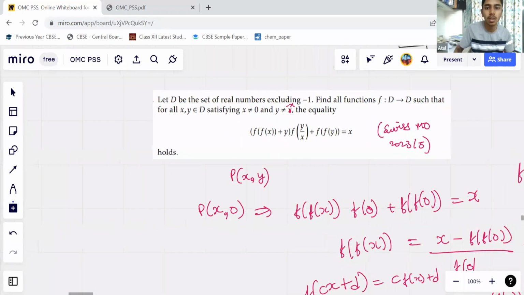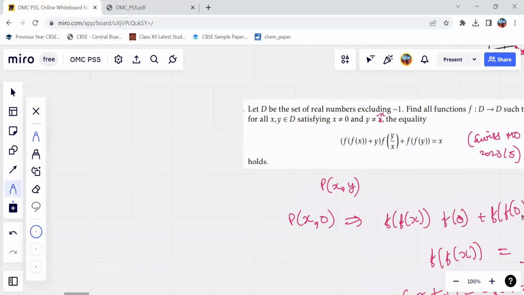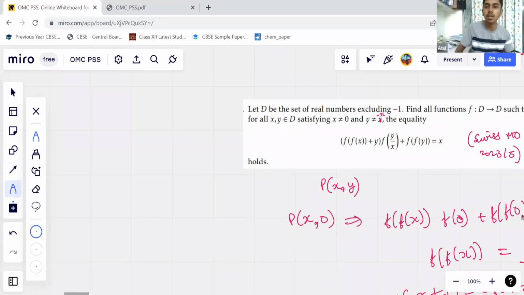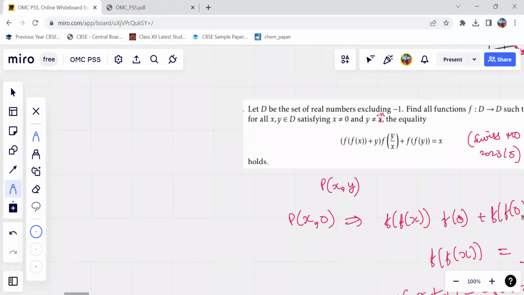Okay, let's see what else we can do. This is just one substitution. Maybe put y equals minus f square x minus f x. That may not be allowed when f of x equals x. Why? Because y does not equal minus x.